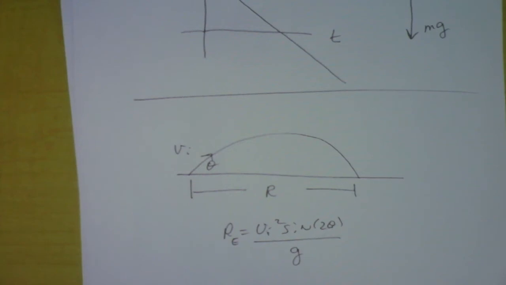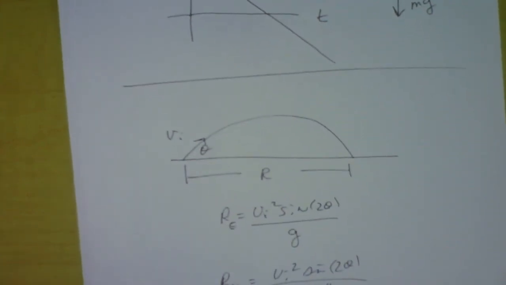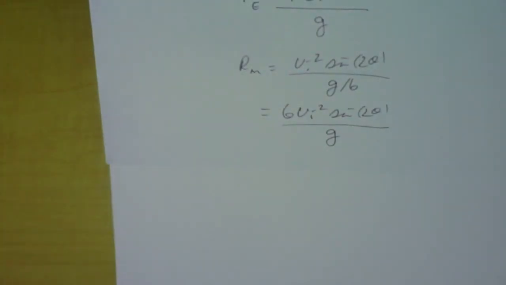So if you want to, you could do it like this. The range on the moon would be the same initial velocity, same angle, but now it's g divided by 6. So then this would be 6 times the Earth's range. Right, because it's g over 6. So you can use this equation to get the range. This is a conceptual way of using the range equation.